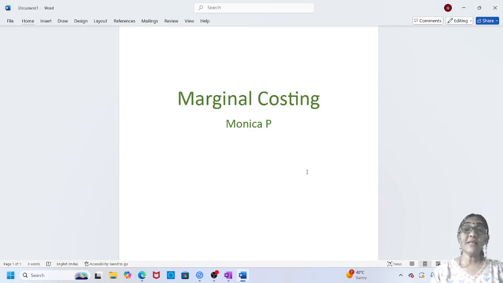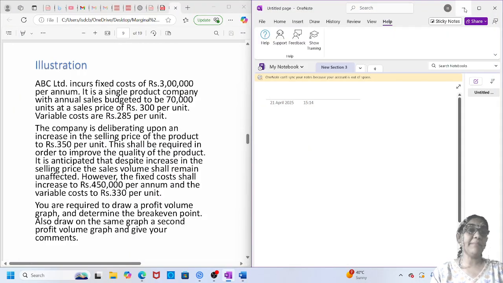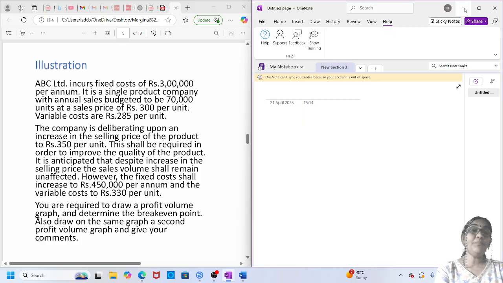Hello. In this session, we'll be doing some numericals related to marginal costing. Let us start with the first example here. ABC incurs fixed cost of 3 lakh rupees per annum. It is a single product company with annual sales budgeted at 70,000 units at a sales price of 300 per unit. Variable costs are 285 per unit.